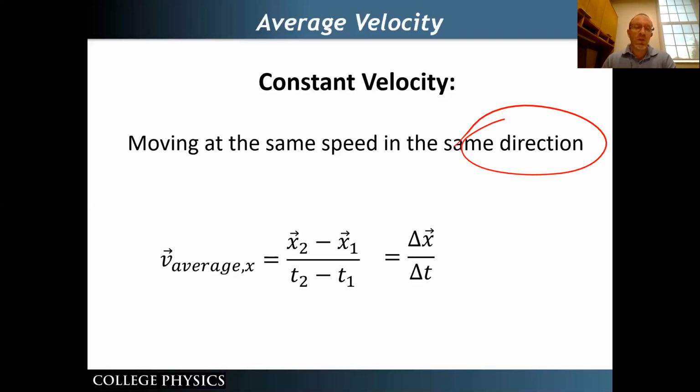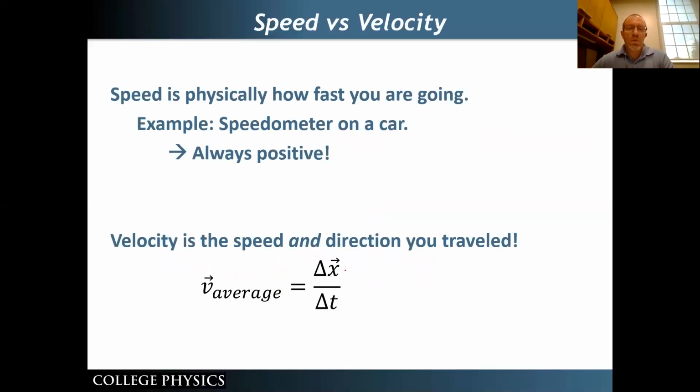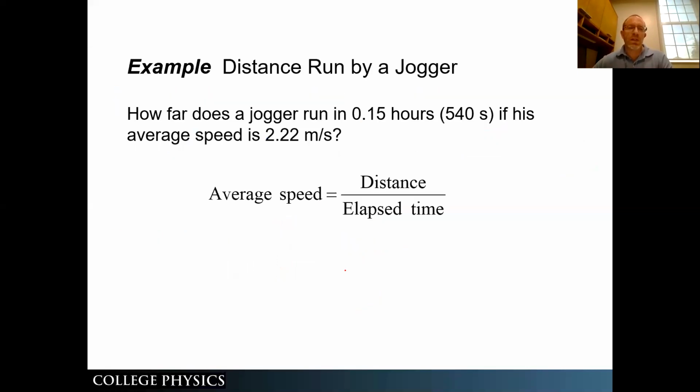And the way we calculate average velocity is just by looking at the displacement divided by the time. All right. Speed, on the other hand, is just physically how fast you're going. So we can think about the speedometer in a car; it tells us how fast we're going. Velocity talks about speed and direction. All right, so let's take a look at this example.